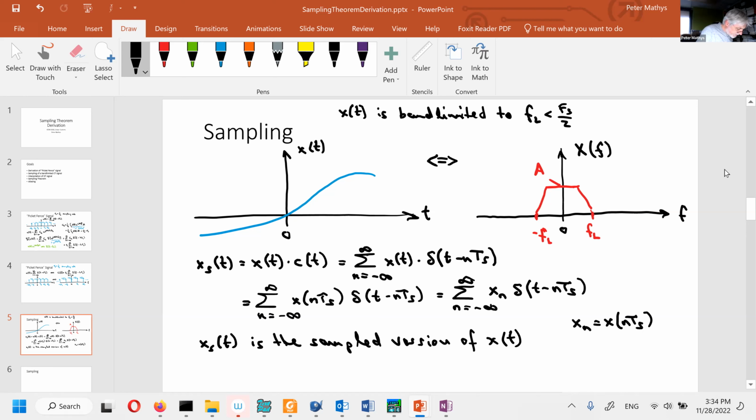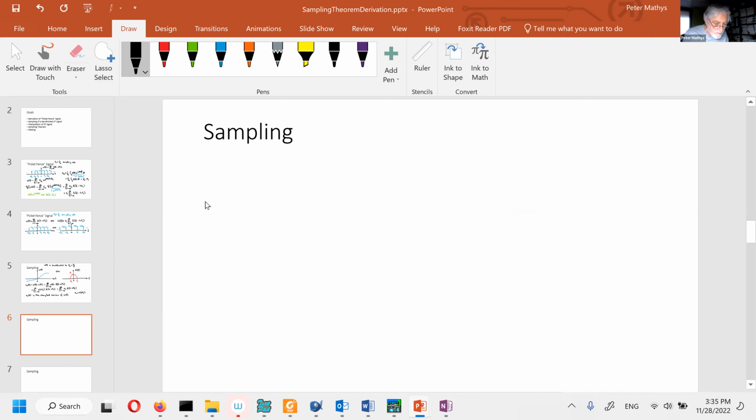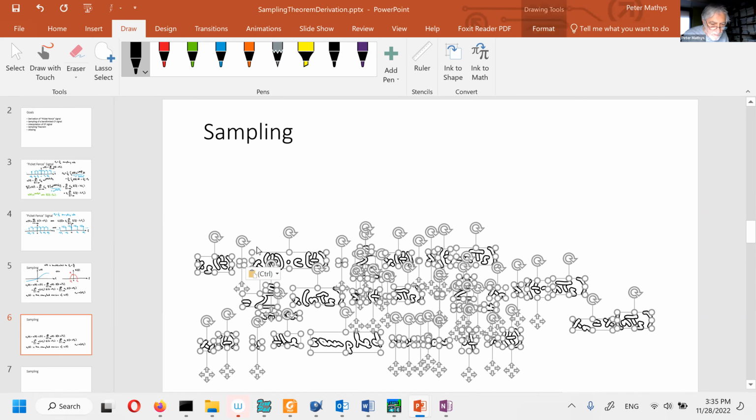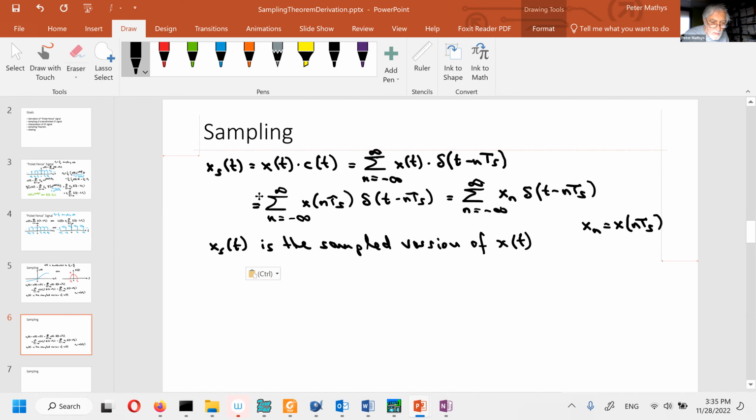Now, the next step is to look at the Fourier transform of that. So let's actually try to capture this so that we can see it at the same time. Take it over to the next slide. Okay, so this is the time domain part that we have done. Now we do the frequency domain part.